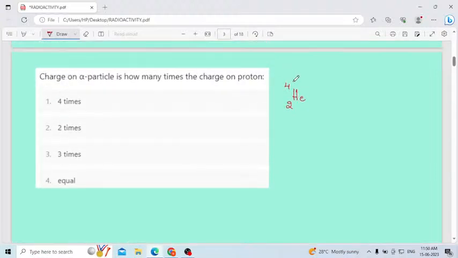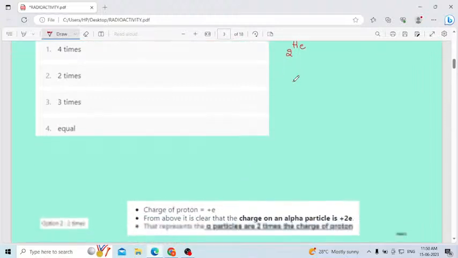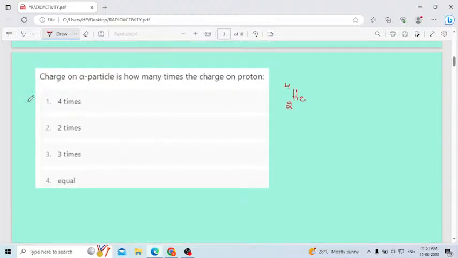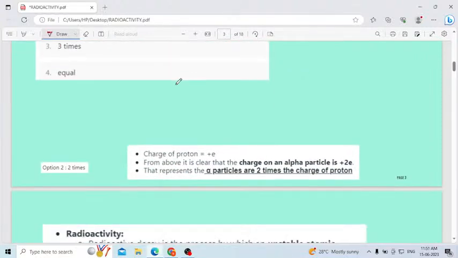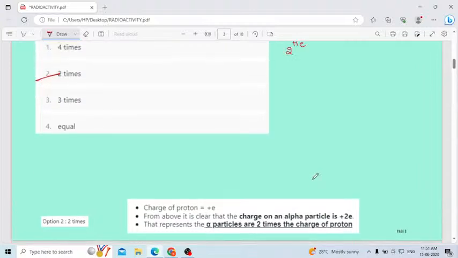Once again I will read the question. Charge on alpha particles is how many times more than the charge on proton? How many times? It will be 2 times. Charge on alpha particles is how many times the charge on a proton, means it will be 2 times, because charge of a proton is plus E, only 1. From its above, charge on alpha particles is plus 2E. Therefore, alpha particle has 2 times the charge of a proton. Charge of a proton is E.